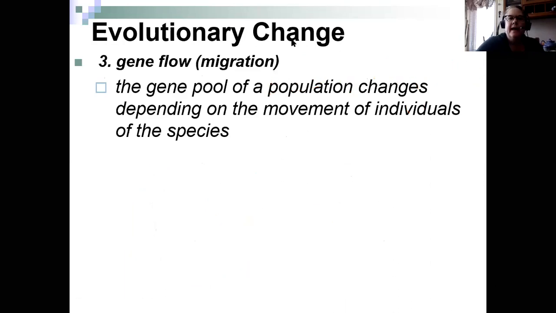Okay, so the next one we have is migration. Migration is talking about immigration and emigration, okay? And the fancy bio term when we talk about that is gene flow. So we want to imagine genes are flowing from one region to another region, and that's why we call that gene flow. So the gene pool of a population changes depending on the movement of individuals of the species, okay?